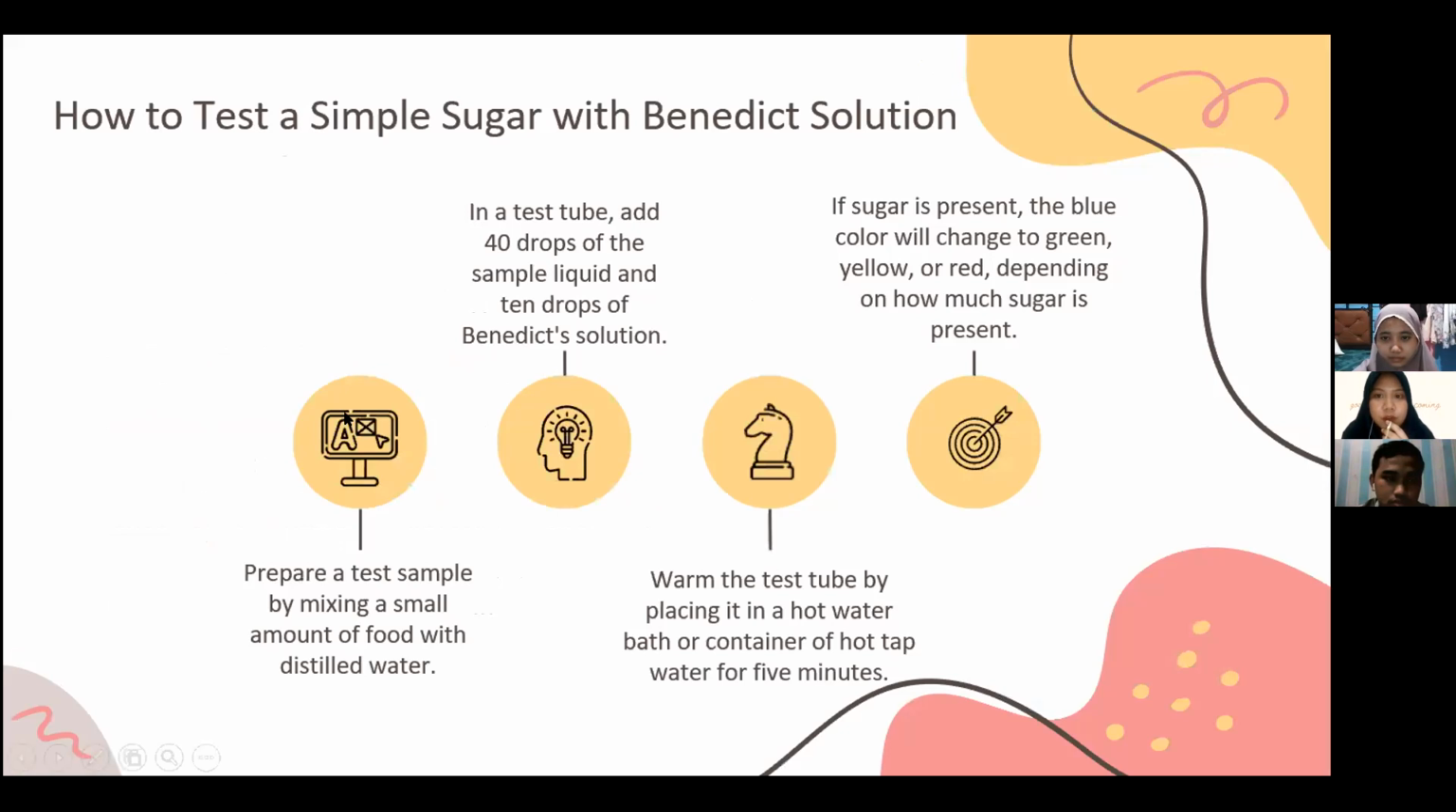How to test a simple sugar with Benedict's solution? The first, prepare a test sample by mixing a small amount of food with distilled water. The second, in a test tube, add 40 drops of the sample liquid and 10 drops of Benedict's solution. The third, warm the test tube by placing it in a hot water bath or container of hot tap water for 5 minutes. And the last, if sugar is present, the blue color will change to green, yellow, or red, depending on how much sugar is present.